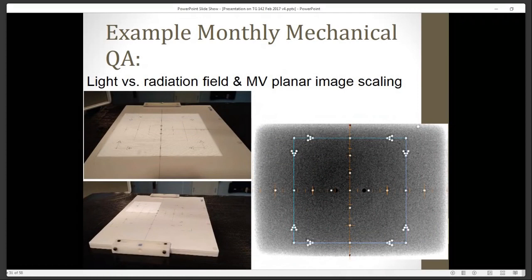All right, light field versus radiation field and planar image scaling. This can be done with some sort of an imaging phantom. This one has some radiopaque markers you can see here, and you can just test to make sure that your scaling lines up, that where you've set up your light field coincides with where your digital graticule is, and so forth.